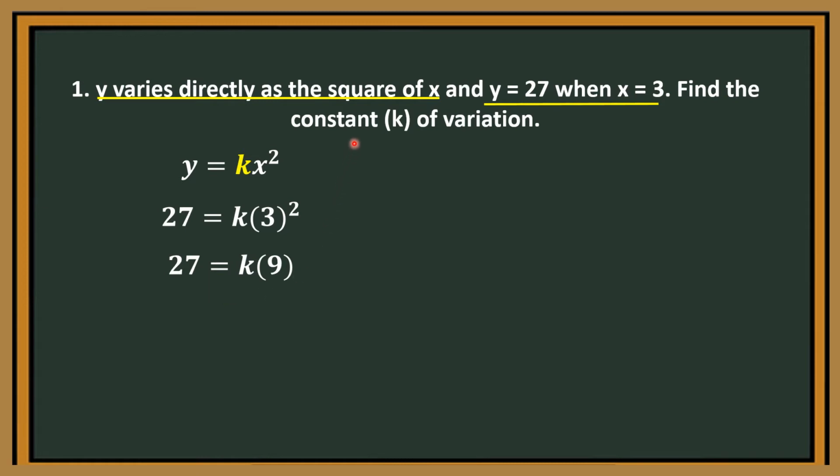Since what we are looking for here is the constant, we are going to solve for k. By dividing both sides by 9, you can cancel the 9 on the right side, and what remains is k. Then on the left side, we divide 27 by 9. That is 3. Therefore, k is equal to 3.